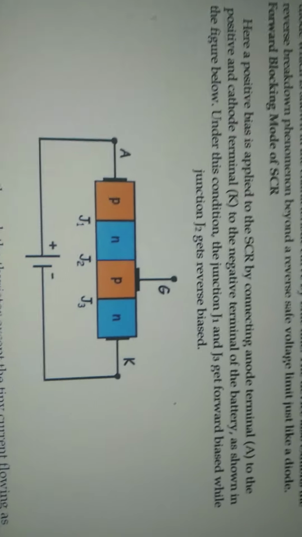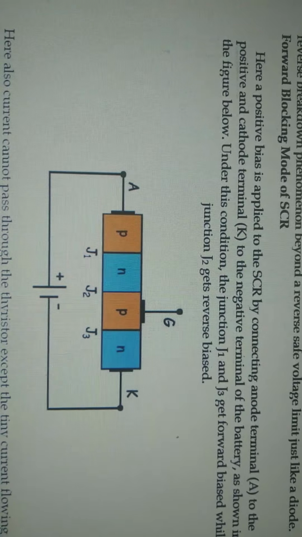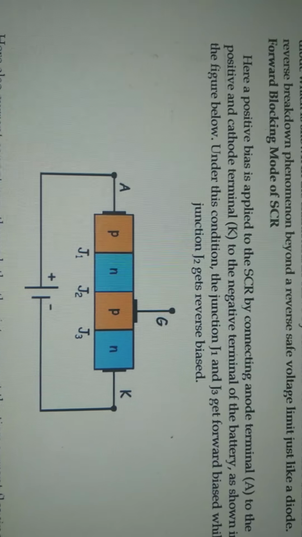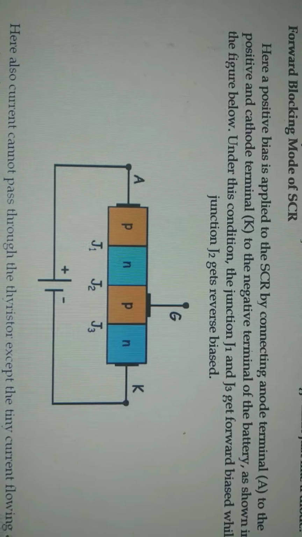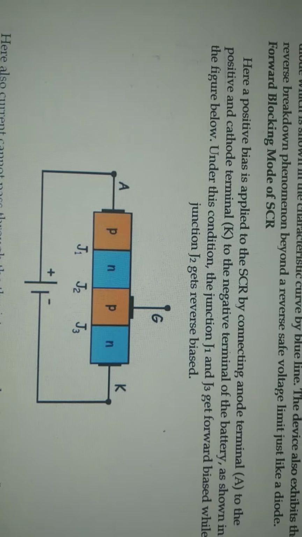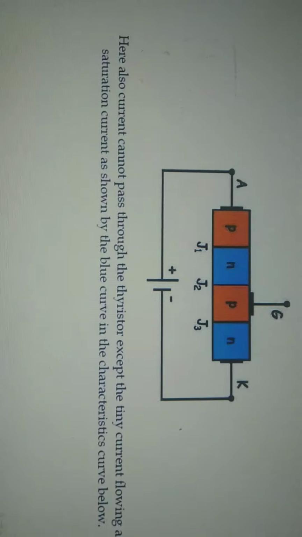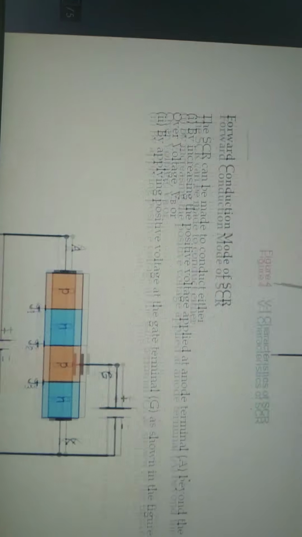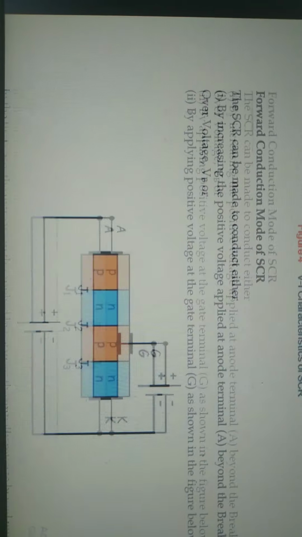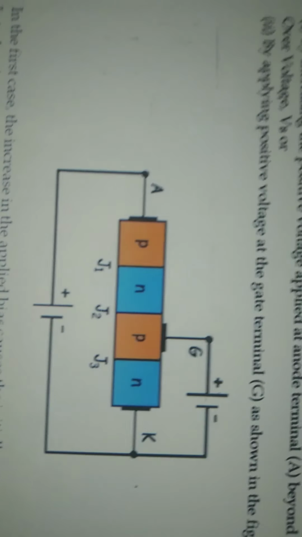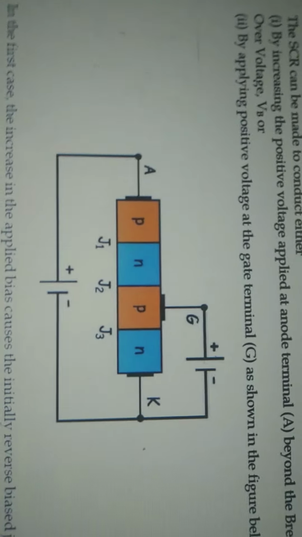So we can draw these characteristics of SCR separately. We are going to discuss them after this. So this mode of operation is called forward blocking mode of operation because no current is flowing through the device. We'll see the last mode of operation. See this one. We'll discuss the characteristics later on. So far we discussed the forward blocking mode of operation.